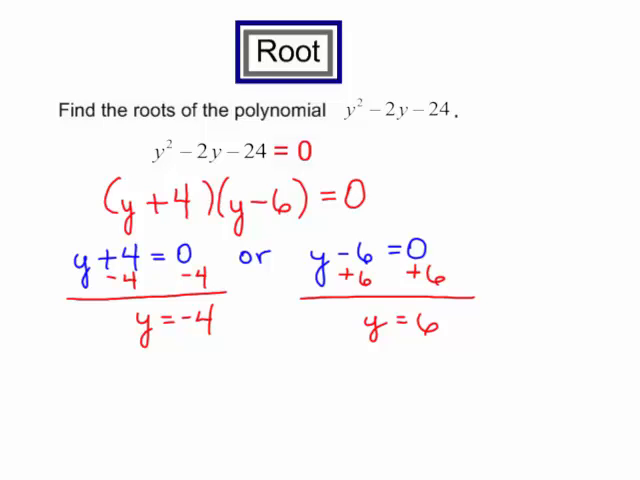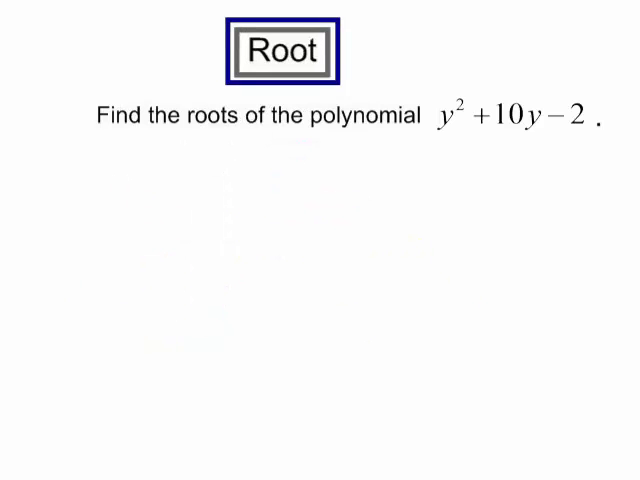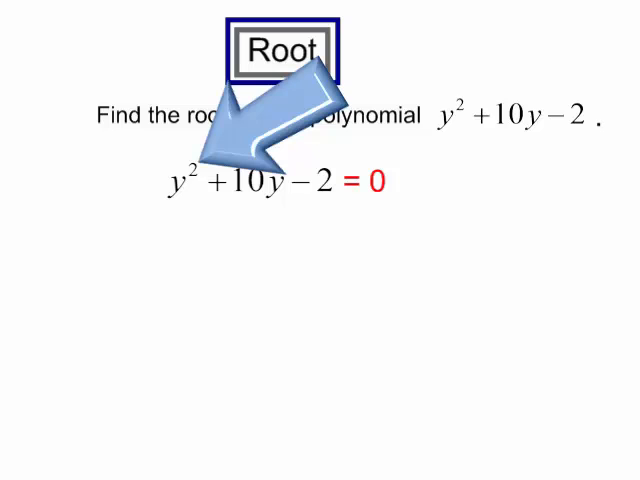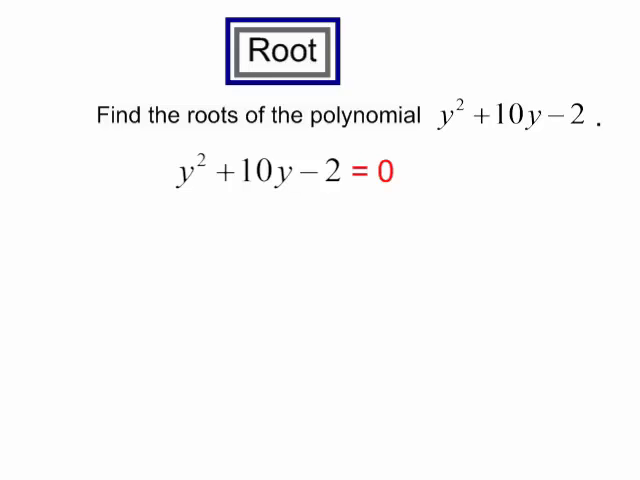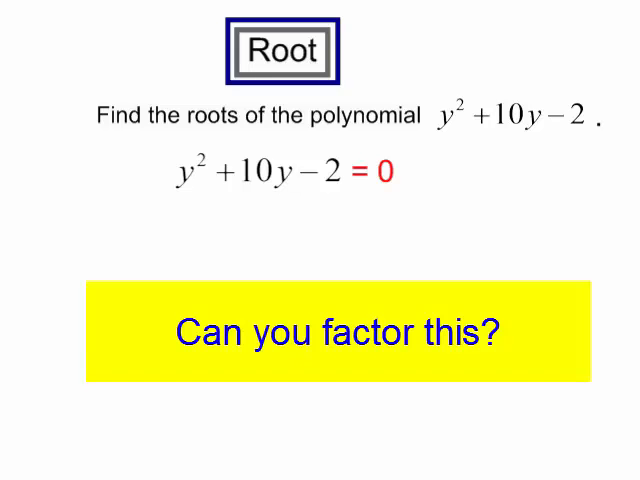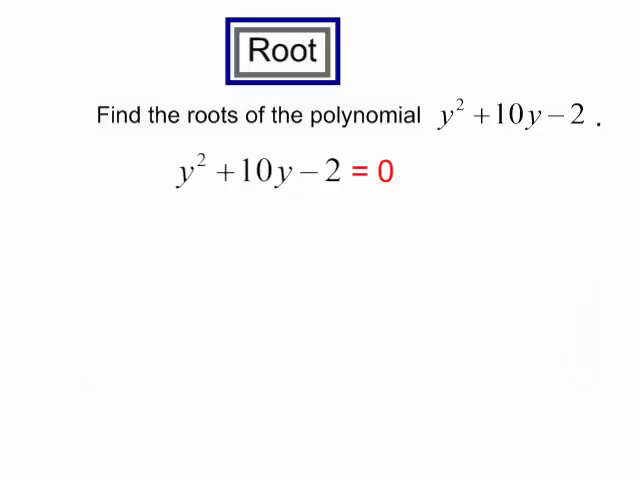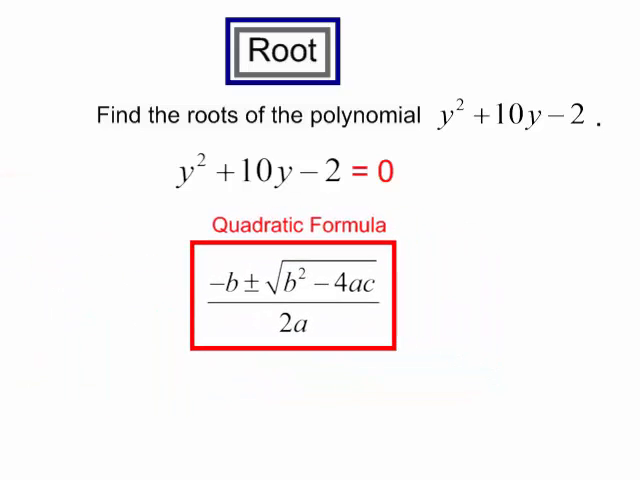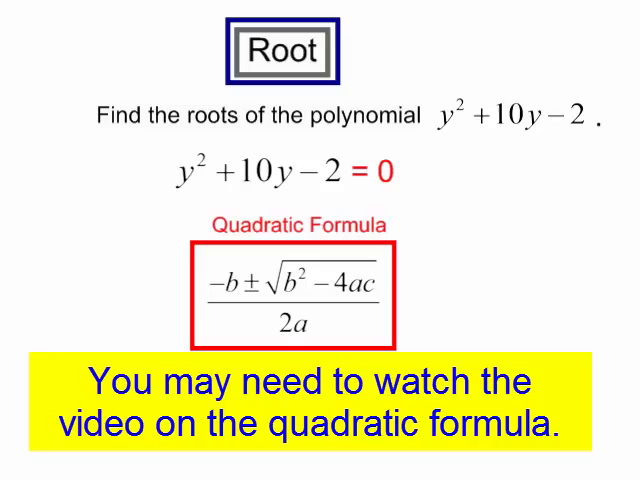Let's keep working. Find the roots of the polynomial y squared plus 10y minus 2. I will set this polynomial equal to 0. I do see that I have a quadratic equation. This polynomial has a degree of 2. So I will factor it and use the zero product property. But wait, this is not going to be factorable. I will have to use the quadratic formula. It does work every single time on quadratic equations. You may want to refer back to this video to refresh your memory on the quadratic formula.